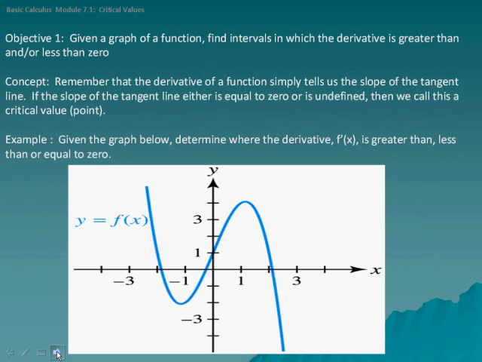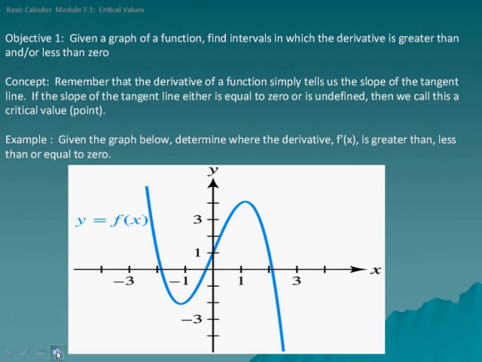Objective 1. Given a graph of a function, find intervals in which the derivative is greater than or less than 0. Okay, and the concept here is, remember that the derivative of a function simply tells us the slope of the tangent line. If the slope of the tangent line is equal to 0 or undefined, we call it a critical value or a critical point.